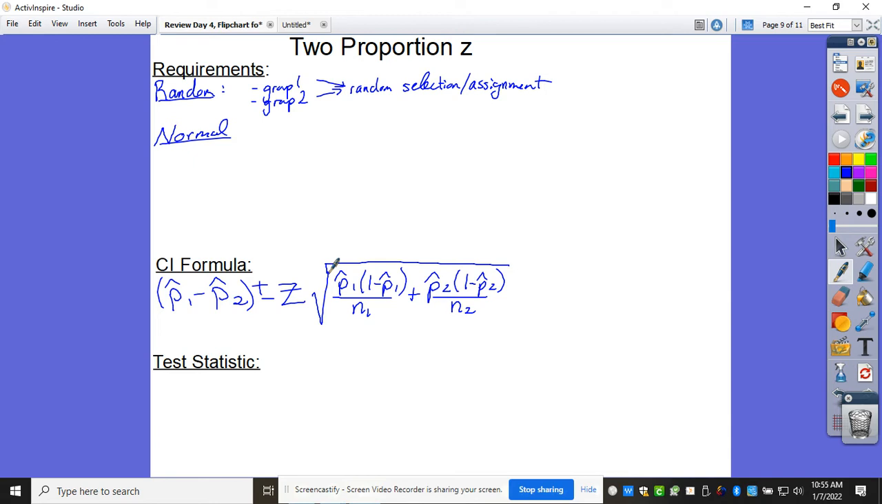For the test statistic, for a one sample, it's p hat minus p naught over the square root of... which thing do I use here with a one sample? For p, I use p what? Times 1 minus p, or p naught.